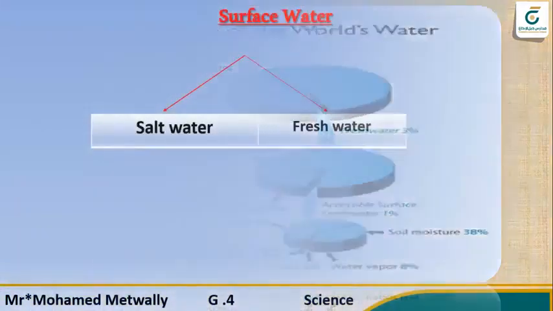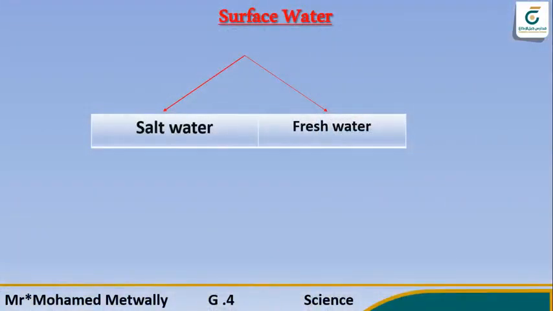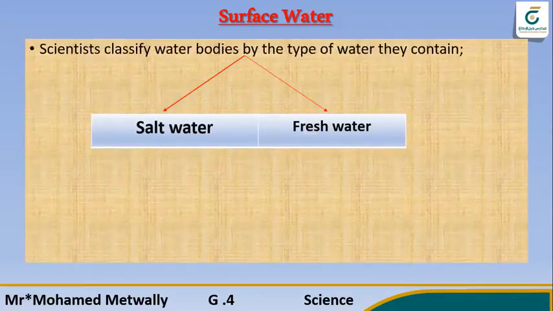Turning to another point which talks about our today's lesson part, which is surface water. Like I said, we can divide surface water into salt water. You can find salt water in the oceans and seas. Another form is fresh water. We can find fresh water in rivers, ponds, lakes.